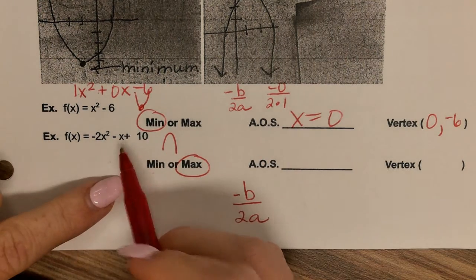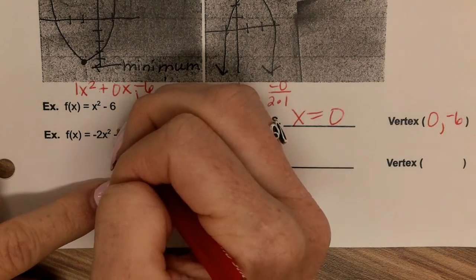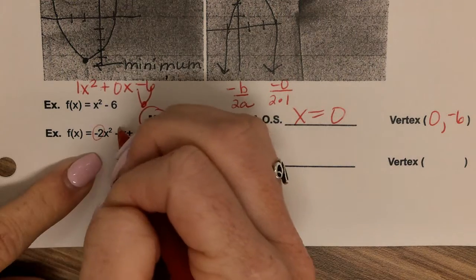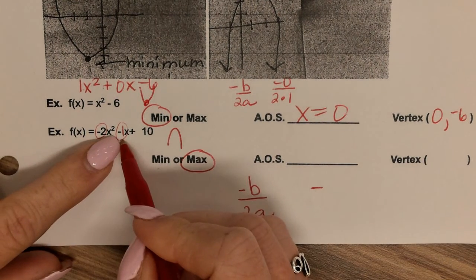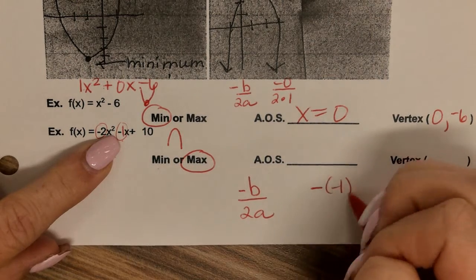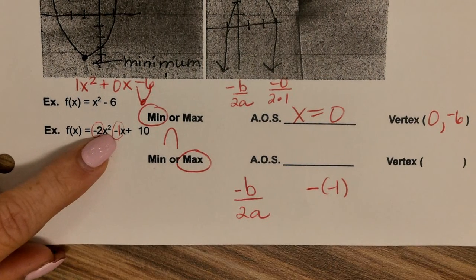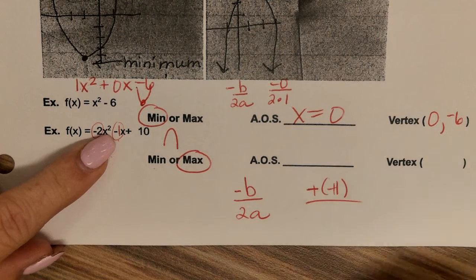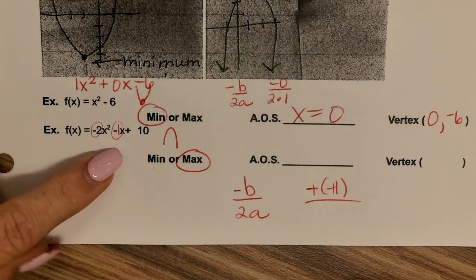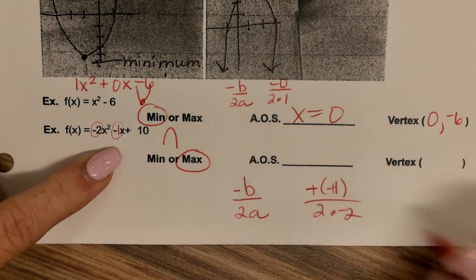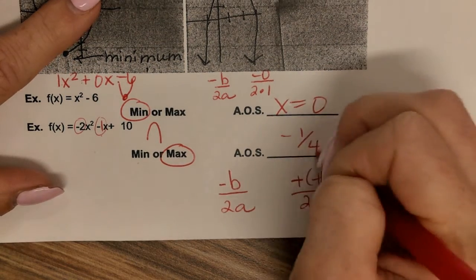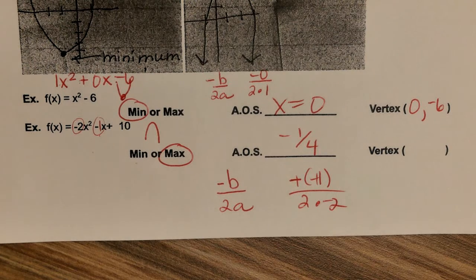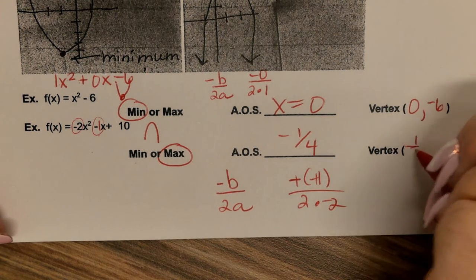All right, so here's the example, Cameron, I was telling you about. Here's my a, here's my b. So if I have negative, well, what is b? Well, what's a negative times a negative? So it just cancels out and becomes a positive 1 over 2 times negative 2. Negative 1/4. Or negative 0.25. So that's my x value.